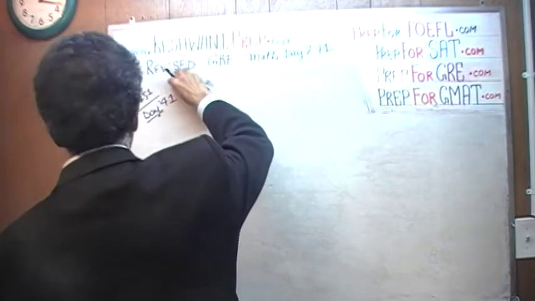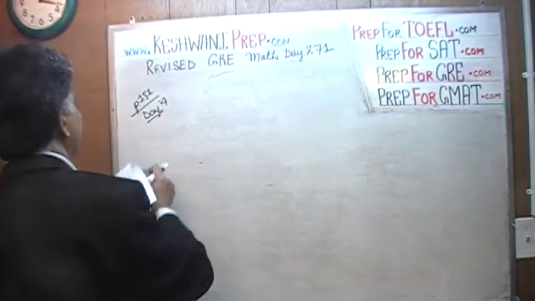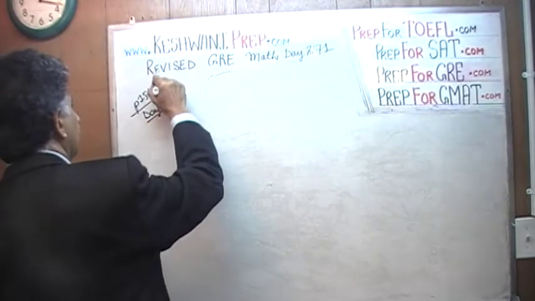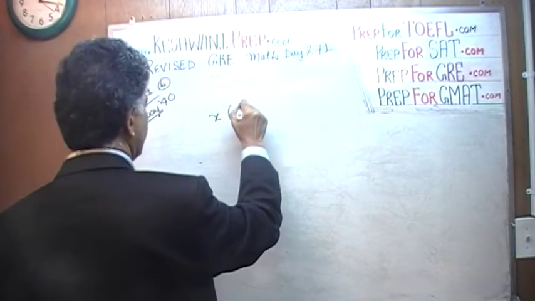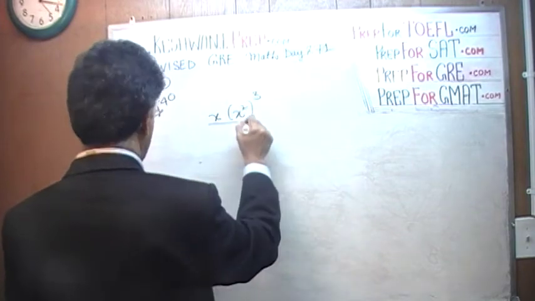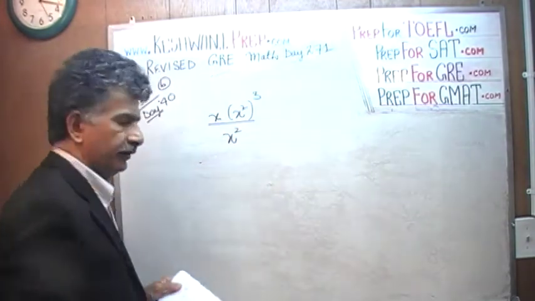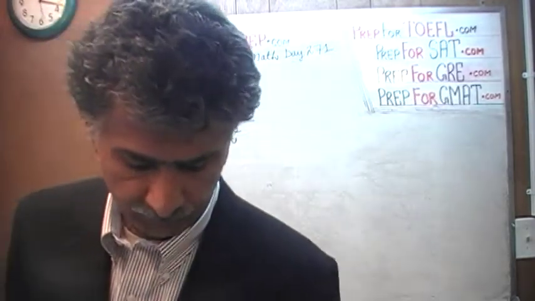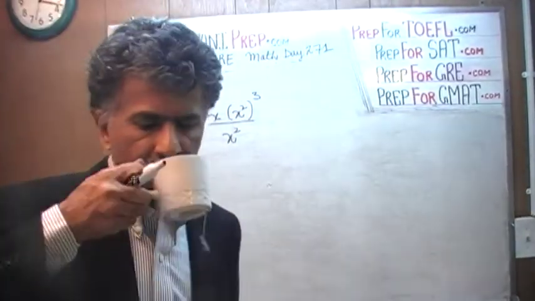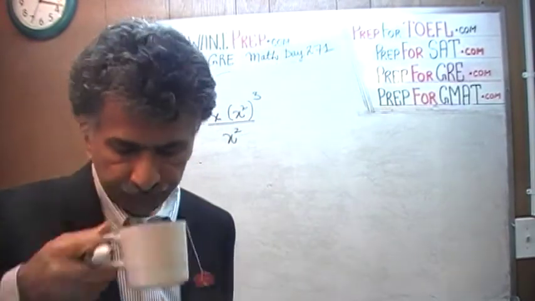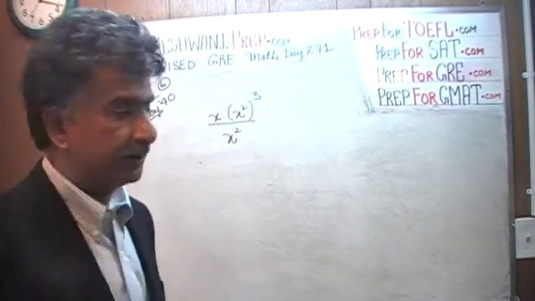Problem number 6 is something that we covered on day number 40. Problem number 6. We are given x times (x squared) cubed over x squared. They simply want to see if you know how to manipulate simple exponents. That's all it is. As you can see, there's not much in there.